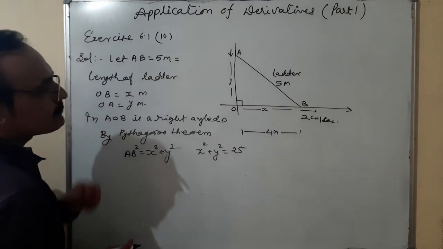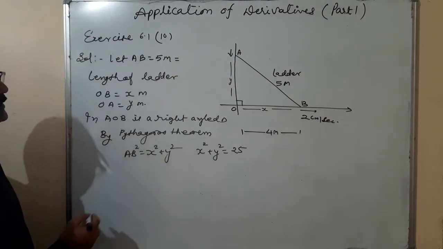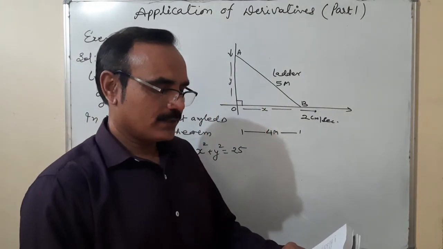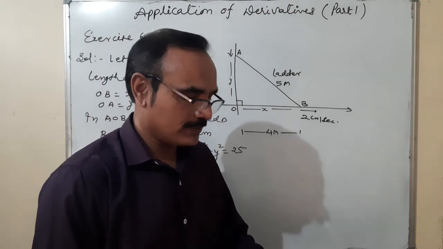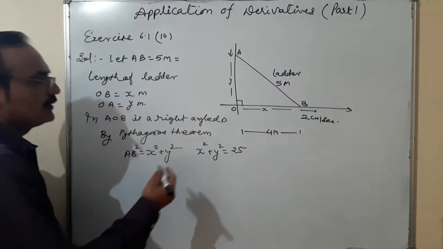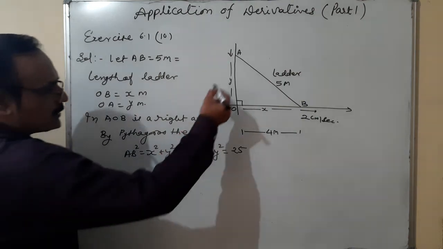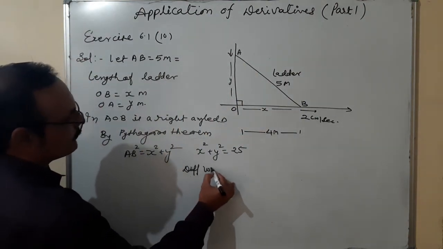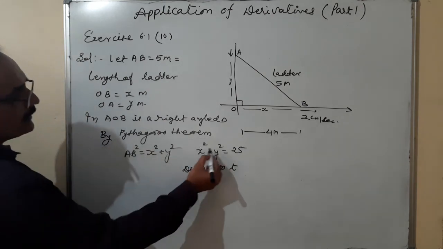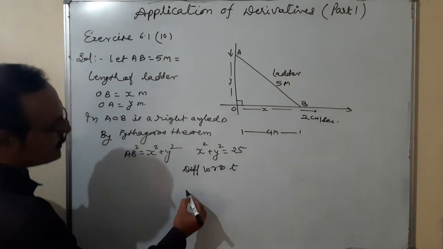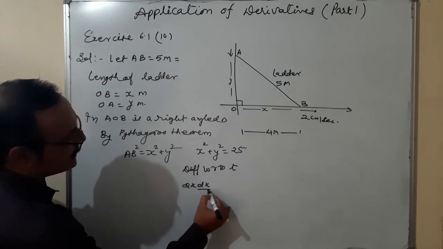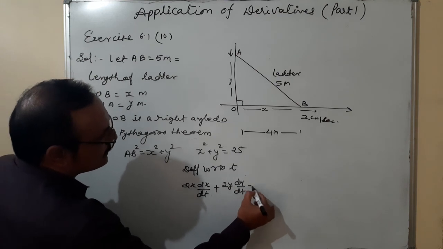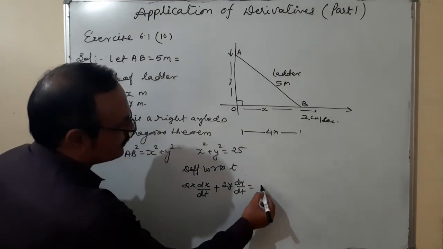After that, it is given that the foot moves at 2 centimeter per second, and the length of the ladder is 5 meter. So we are going to find the rate of change, that means we are finding dy by dt. Differentiate with respect to time: the derivative of x square is 2x dx by dt, plus 2y dy by dt is equal to 0, the derivative of the constant being 0.